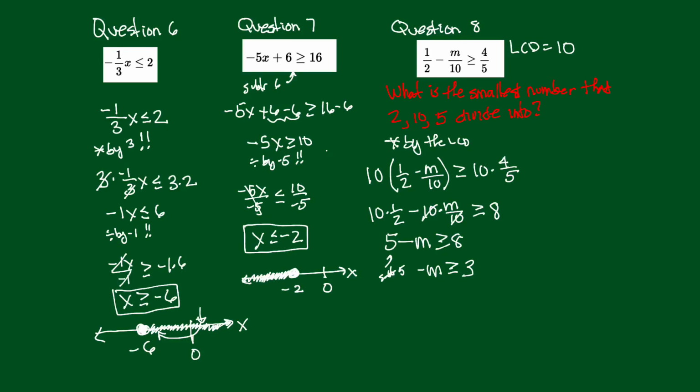But now what I've got is that the opposite of m is 3. I don't want the opposite of m. I want m itself. So why don't I just multiply or divide? All right, I'll do a division here. I'm going to divide by negative 1, right? Because really, this is negative 1m greater than or equal to 3. So divide by negative 1. But if I'm dividing by a negative, it changes the direction of this symbol. So I'm going to get m is less than or equal to 3 divided by negative 1, which is negative 3.